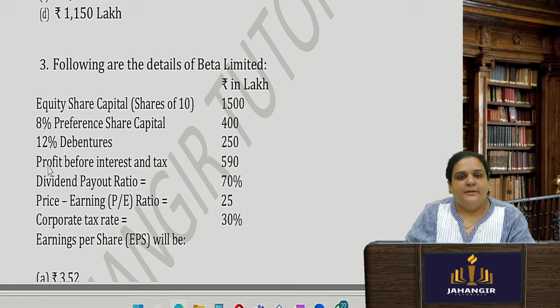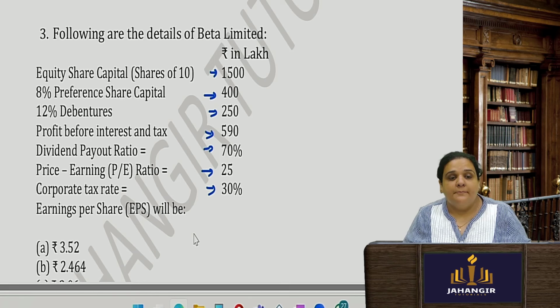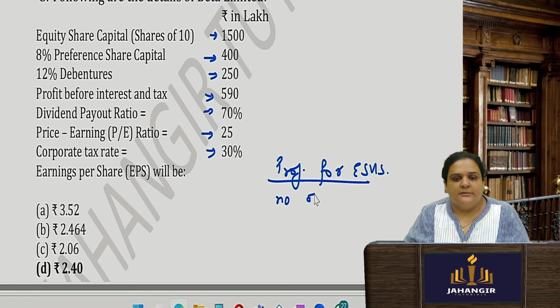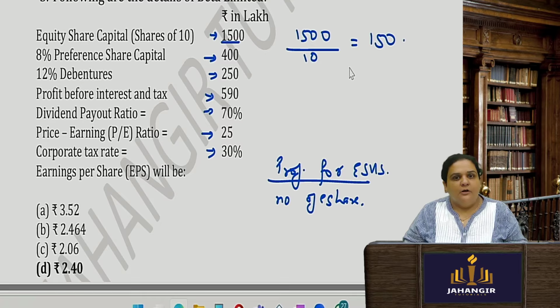Following are the details of Beta Limited. Equity share capital 10 rupees each, 8% preference share, 12% debentures, profit before interest and tax, dividend payout ratio, price earning ratio is 25, corporate tax 30%. What will be the earning per share? For earning per share, I need to find the profit available for equity shareholders, divide that by number of equity shares. Now number of equity shares I'll get from here: 1500 lakhs divide by 10.